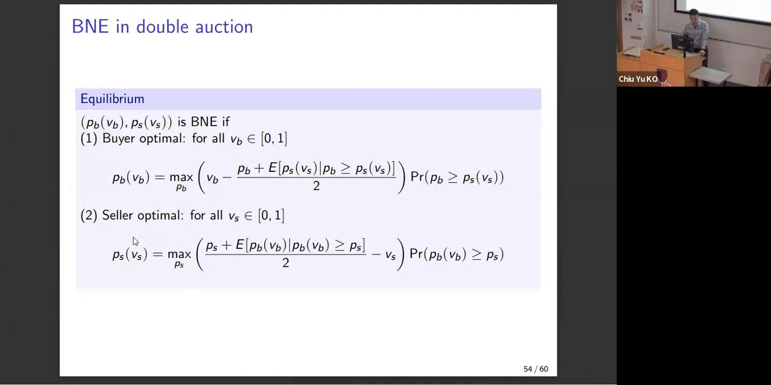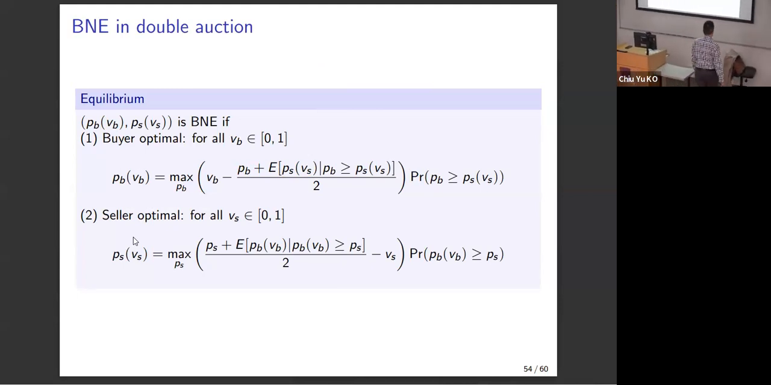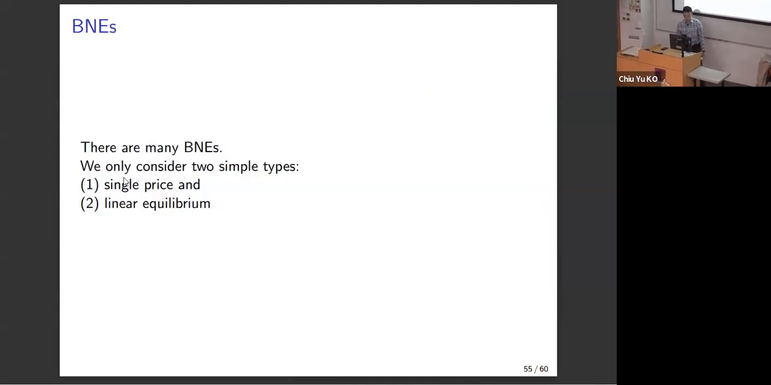And in this model, as we said, in general there will be many equilibria. So what kind of equilibrium we can get? And we only focus on two special cases. One is called single price, one is called linear equilibrium. And that is very standard in finance literature as well. Often you focus on these two equilibria.